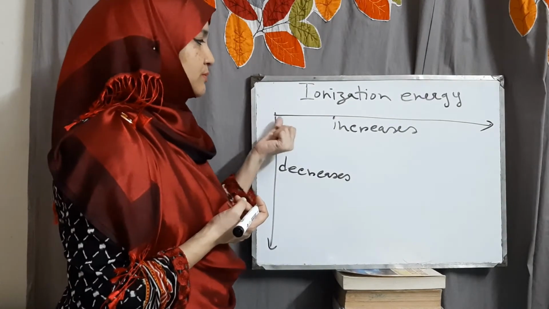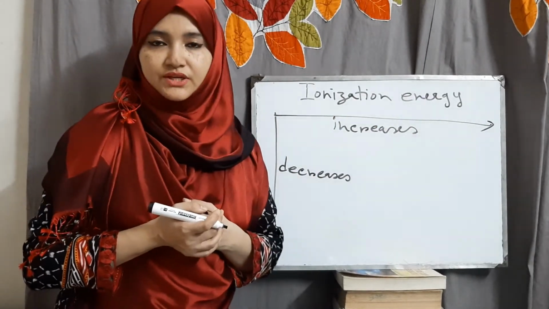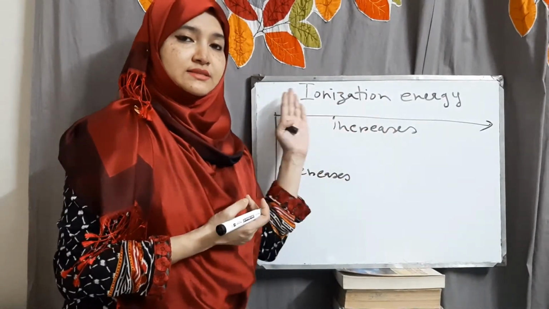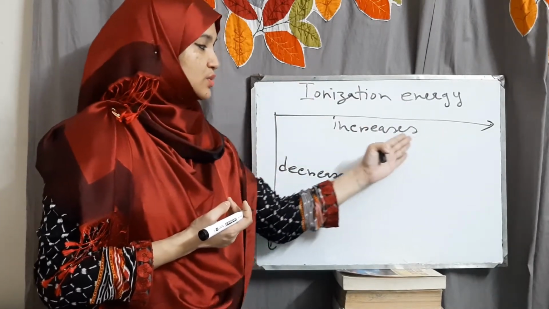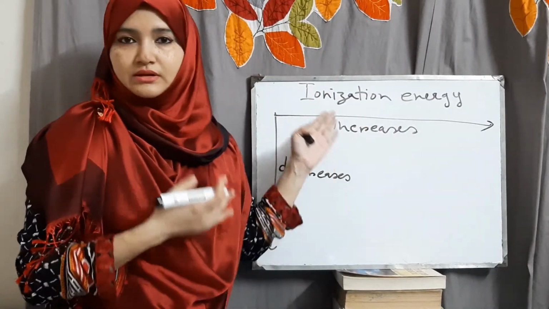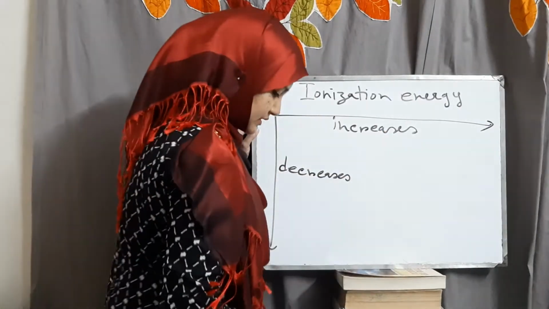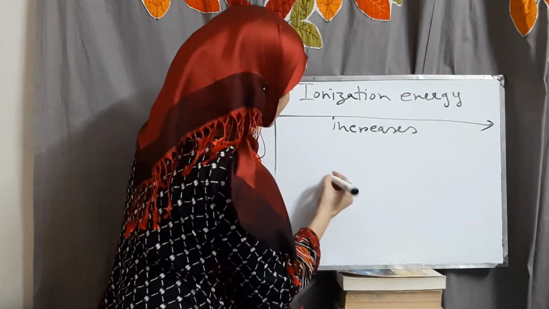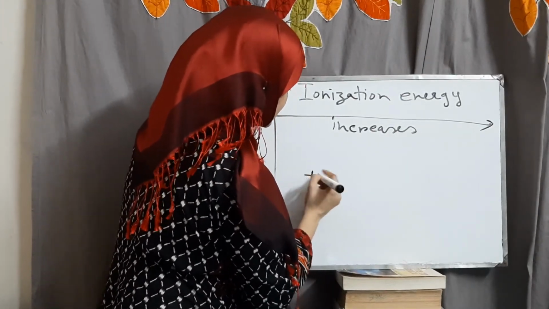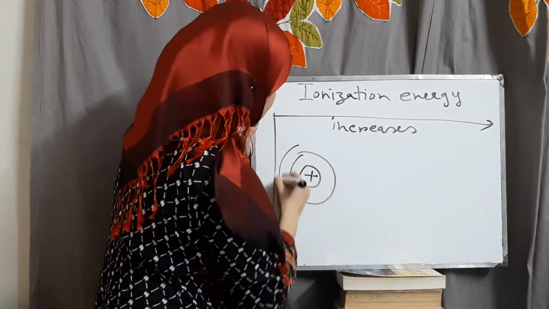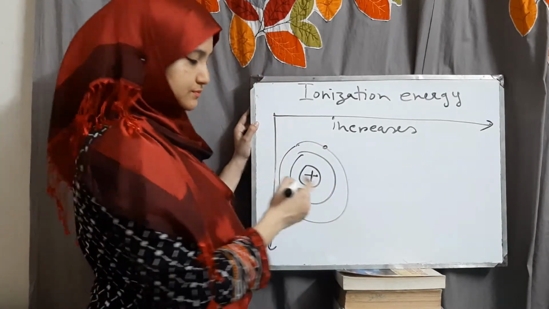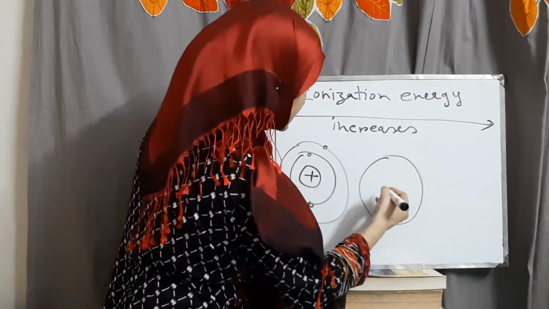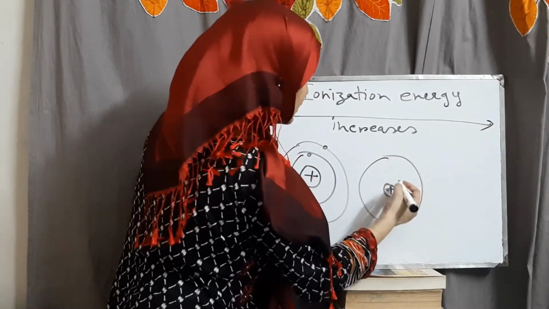If we move from left to right, atomic size decreases, and as the atomic size decreases, ionization energy increases. But how? That's why we have to draw a picture. Okay, for lithium, we know the size is compressed.